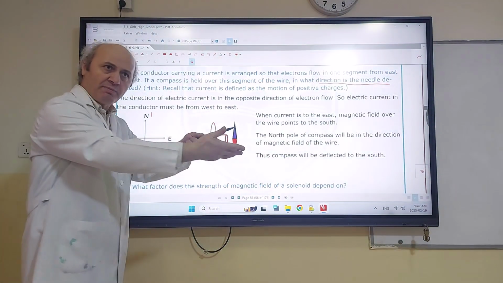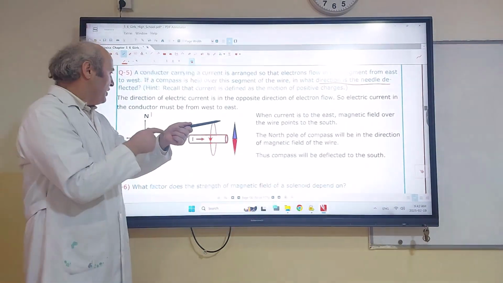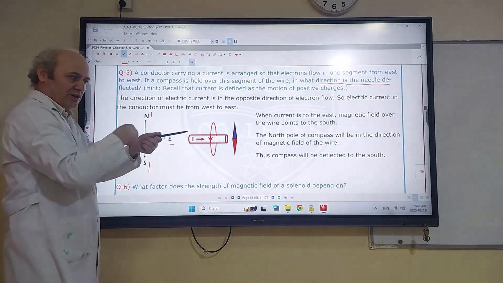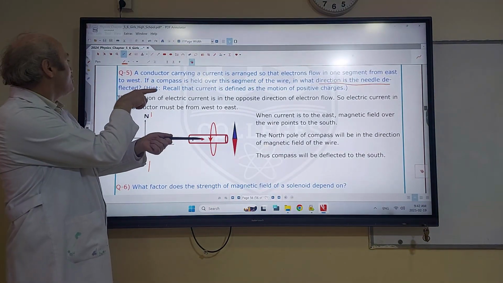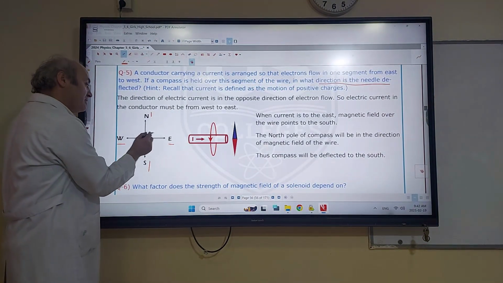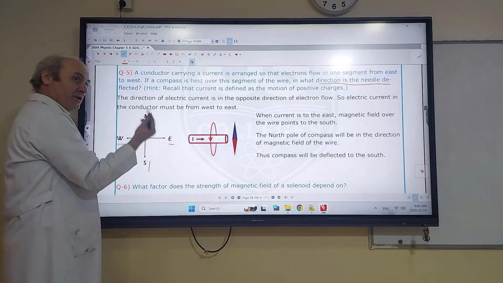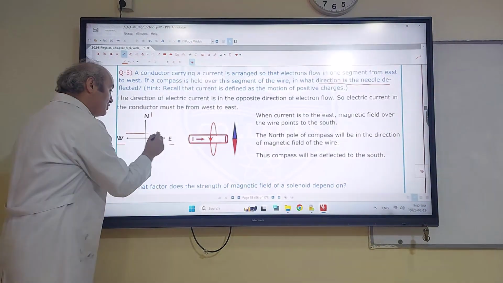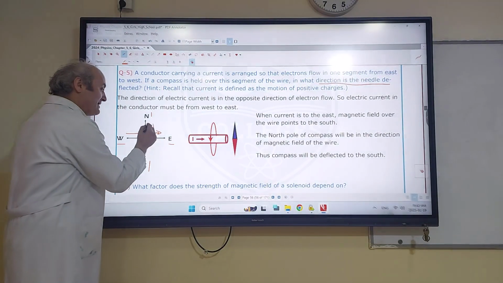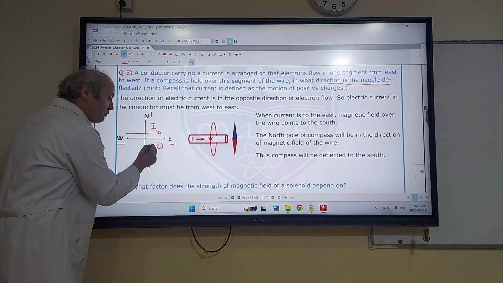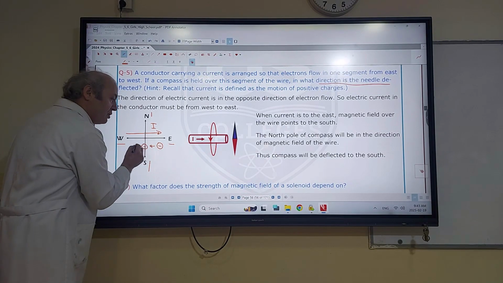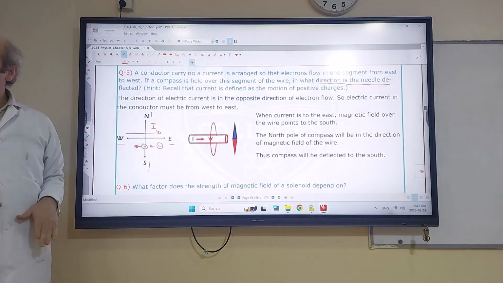Okay, now I'm going to use the right-hand rule. This is the wire. Its direction is west-east, like this. Electrons are moving from east to west, going this way. But electric current and electron motion are opposite. Electric current is going from west to east. Electrons are moving from east to west, but the current is from west to east.